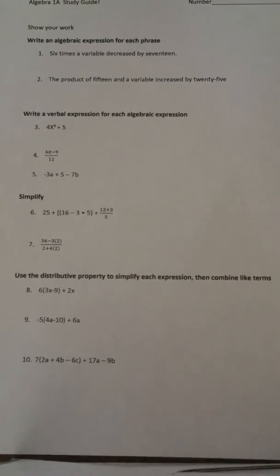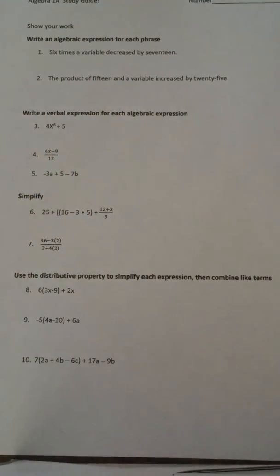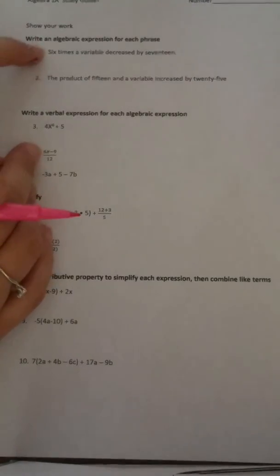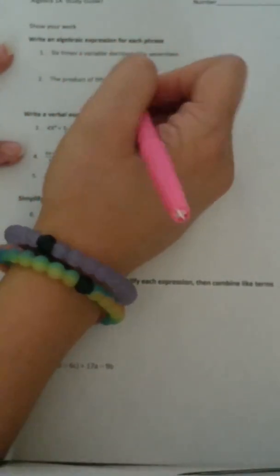All right, so our study guide covers a lot of things that we've learned, and our learning target sheet is down there on the bottom. The first one is the learning target: I can turn algebraic expressions into verbal expressions. So this one says, write an algebraic expression for each phrase. It starts with 6 times a variable decreased by 17.